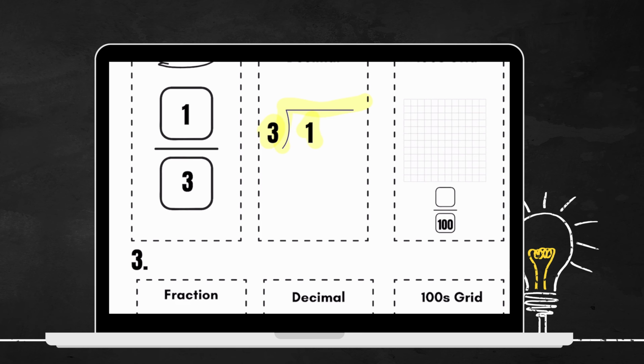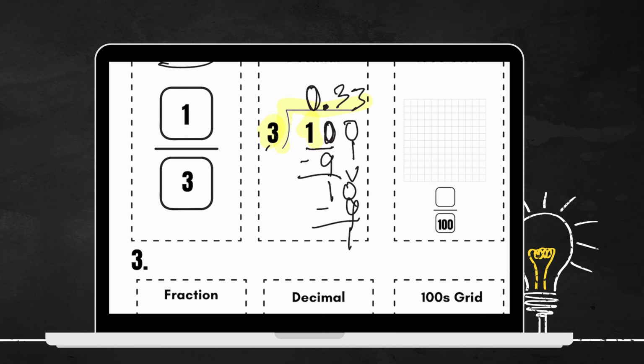So 3 does not go into 1. So I put a 0 and my decimal point, and drop in another 0. 3 goes into 10 3 times. 3 times 3 equals 9. 10 minus 9 is 1. 3 can't go into 1, so I add in another 0, and I have 10 again. So I say 3 goes into 10 3 times. 3 times 3 is 9. And then we're going to start to notice a pattern that every time it's going to be 10.